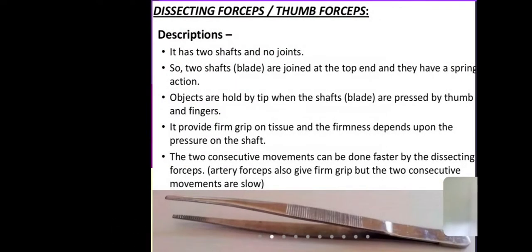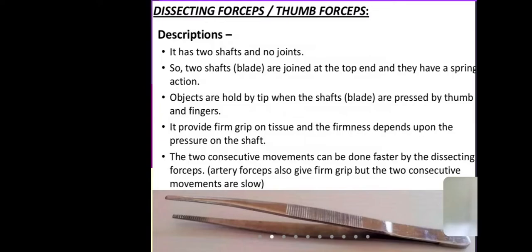Dissecting forceps, thumb forceps. Description: it has two shafts and no joints. The two shafts, that is blades, are joined at the top end and they have spring action. Objects are held by the tip when the shafts, that is blades, are pressed by thumb and fingers to provide a firm grip on tissue, and firmness depends upon the pressure on the shaft.